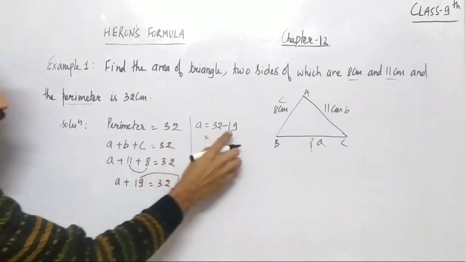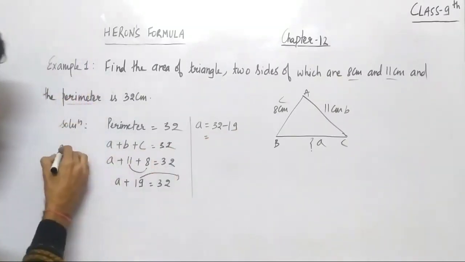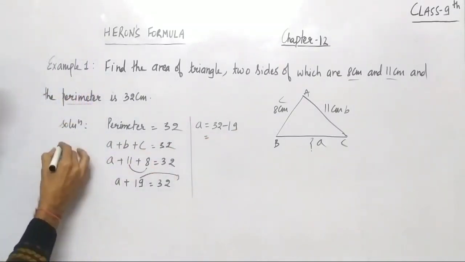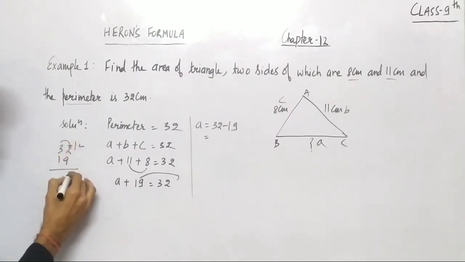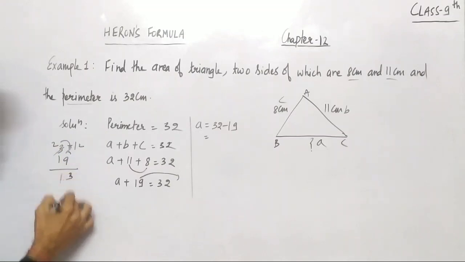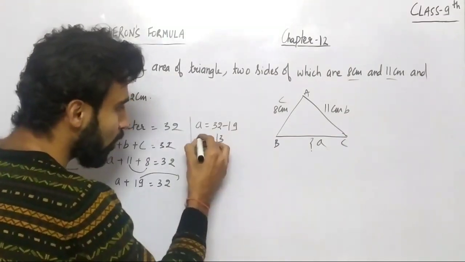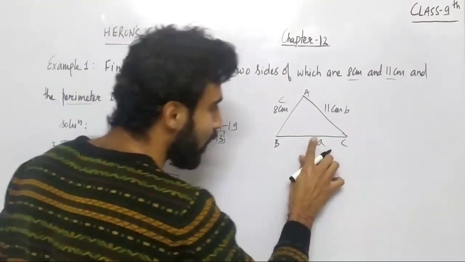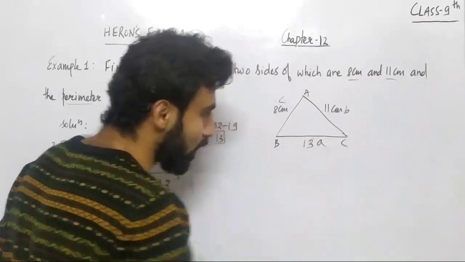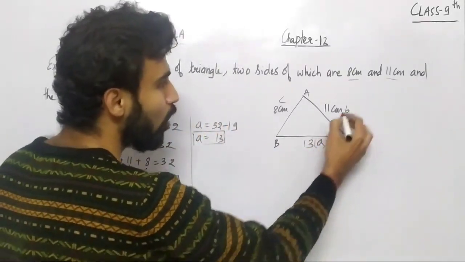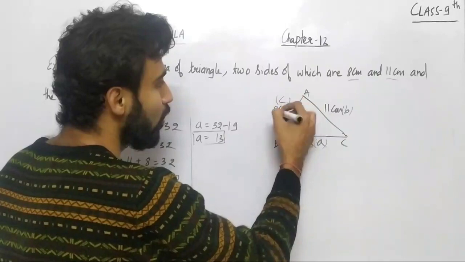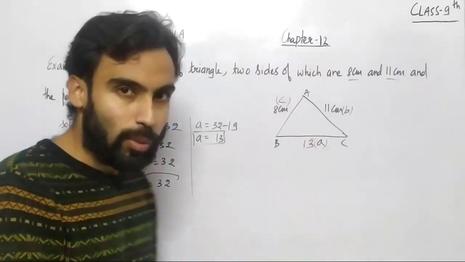So what is 32 minus 19? If I subtract it, 12 minus 9 is 3, and 2 minus 1 is 1, so it is 13. So we have got the value of the third side as 13. This is how we have calculated the third side, which is required.